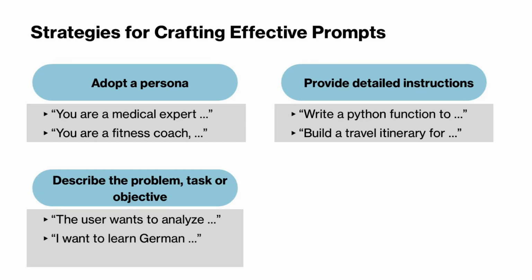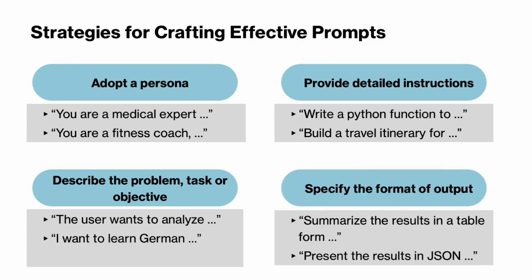After defining the problem, then we provide detailed instructions on what we want the LLM to do. Sometimes this is left out and the LLM assumes this step, but it's better to explicitly describe the instructions. And finally, how we want the output to be. Do we want the output as just text, or broken into sections, or even a table as output, or just in JSON format?